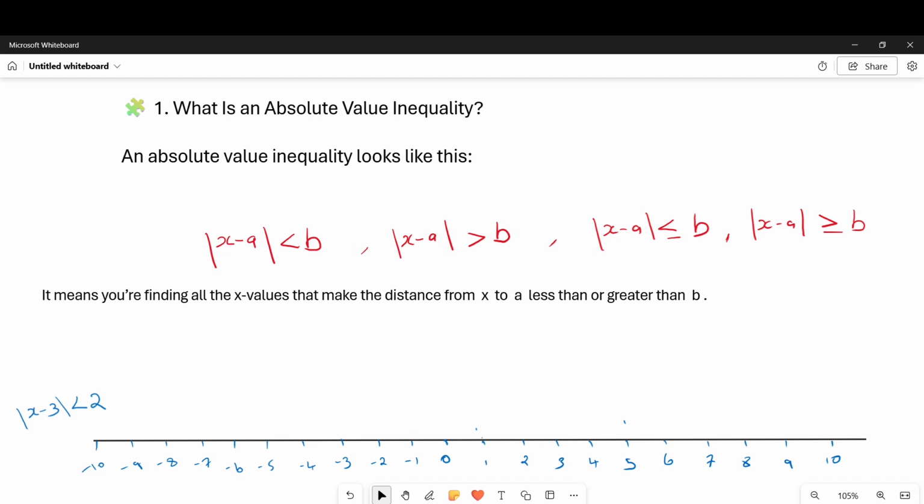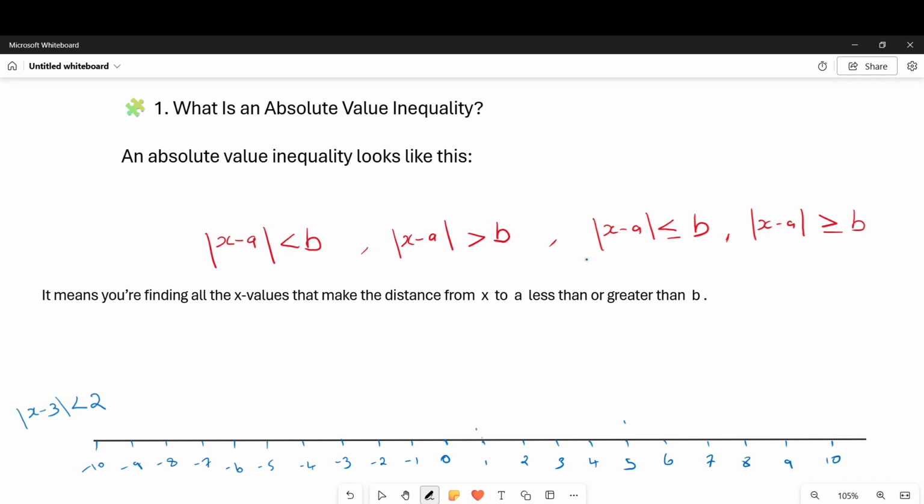What is an absolute value inequality equation? An absolute value inequality equation looks like this. See, the examples are here. Absolute value of x minus a less than b, absolute value of x minus a greater than b. What does it mean? Absolute value of x minus a less than b means the distance between x and a should be less than b. So this is a set of values, the range. And the other means the distance between x and a should be greater than b. These are the conditions of the absolute value inequality equation.